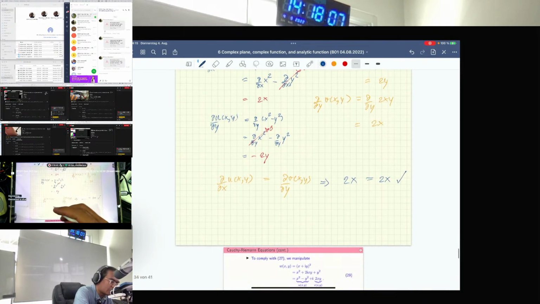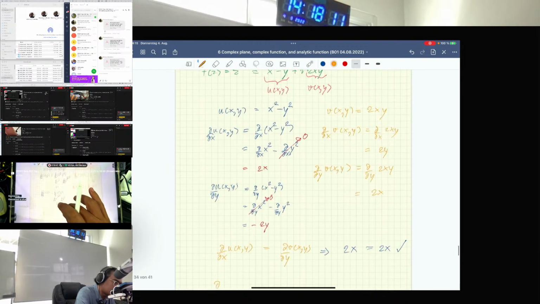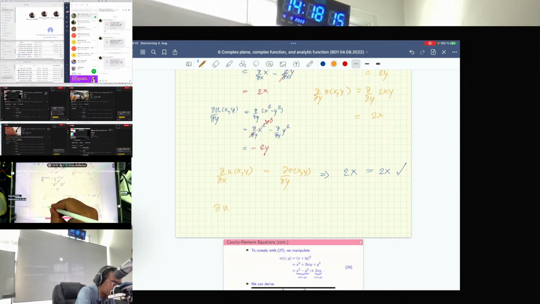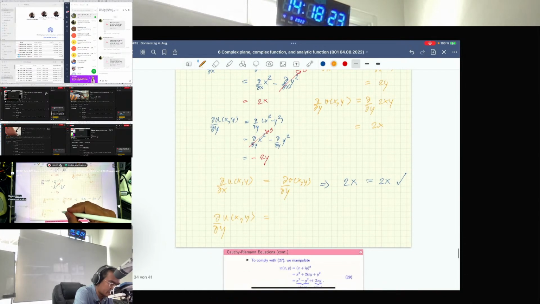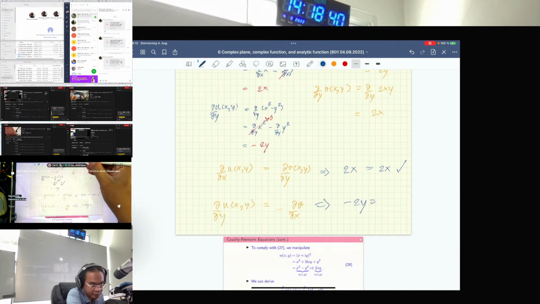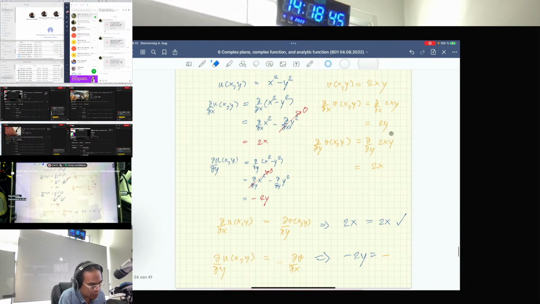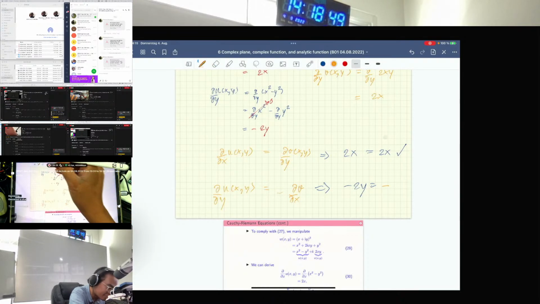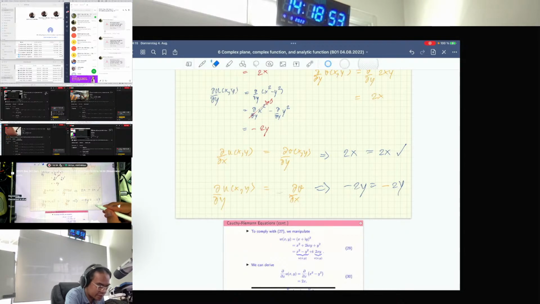And now let's consider the next one: the partial of u with respect to y equals negative the partial of v with respect to x. The partial of u with respect to y is minus 2y, and minus the partial of v with respect to x is minus 2y. So this one is fulfilled, so it's correct. So that's great. This function fulfills the Cauchy-Riemann equations.